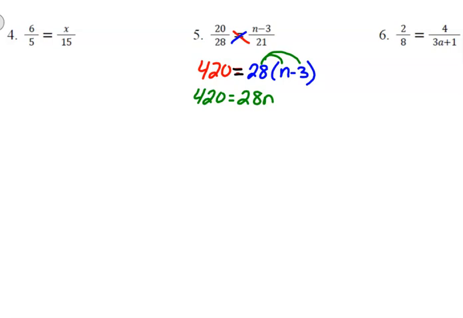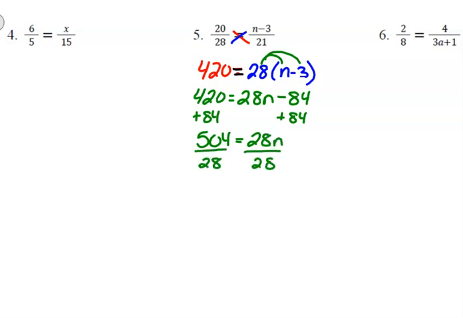28 times the -3 is -84. Opposite operation, so I'm going to add 84 to the 420. That gives me 504. And now I can divide by 28 on both sides. So 504 divided by 28 gives me an answer of 18 for letter N.